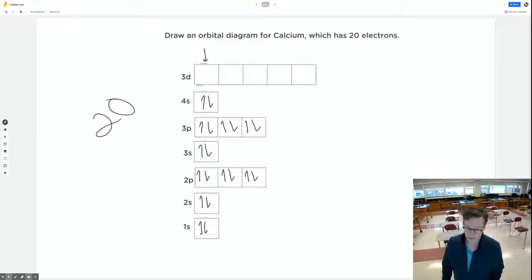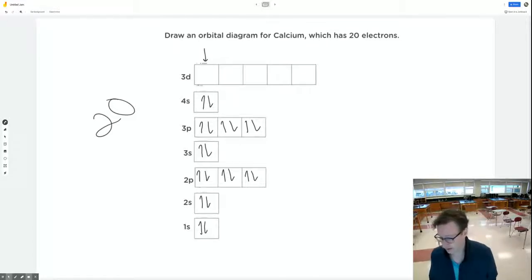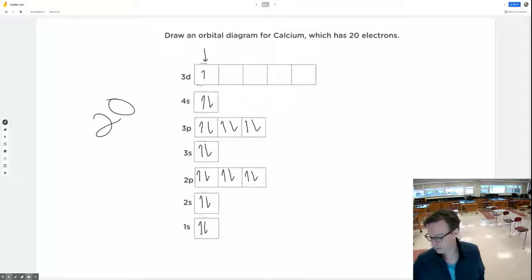Okay, so again, the common mistake that people might make is if you went and put the 4s and then put 1 up here on 3d. You wouldn't do that just because there's room on the 4s to put that 20th electron, so don't go higher than you have to.